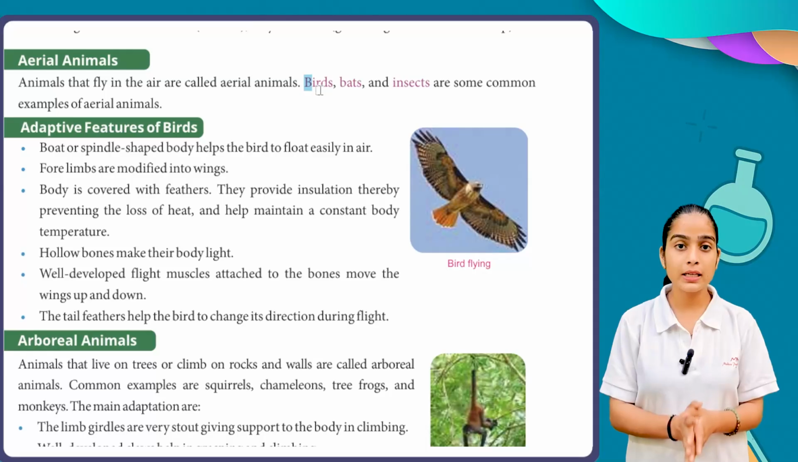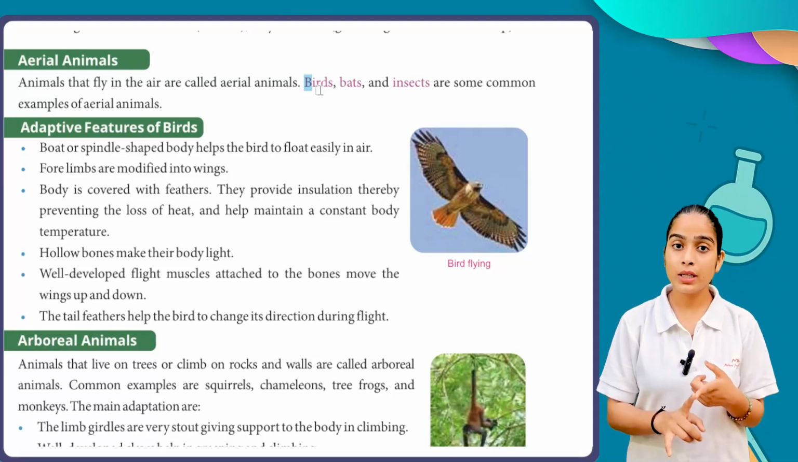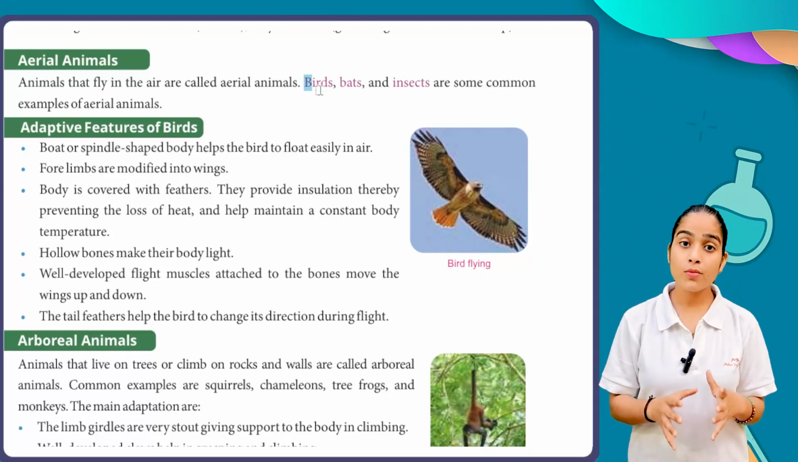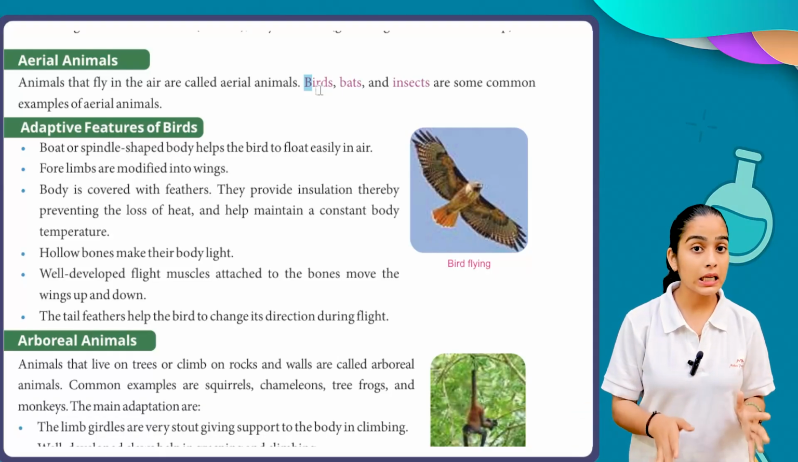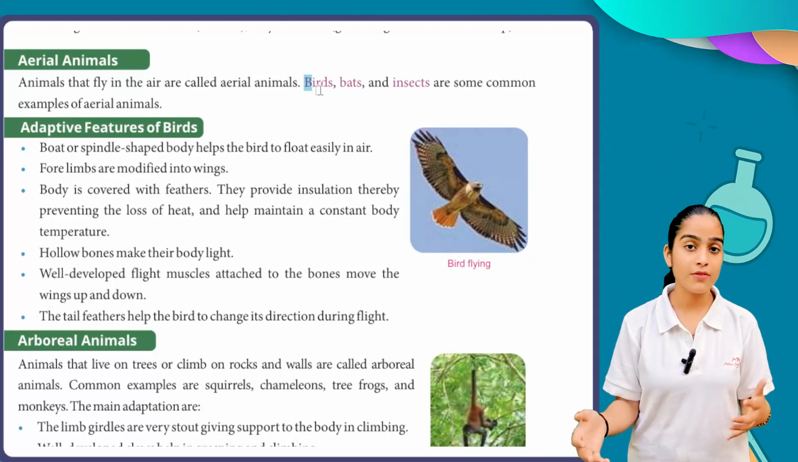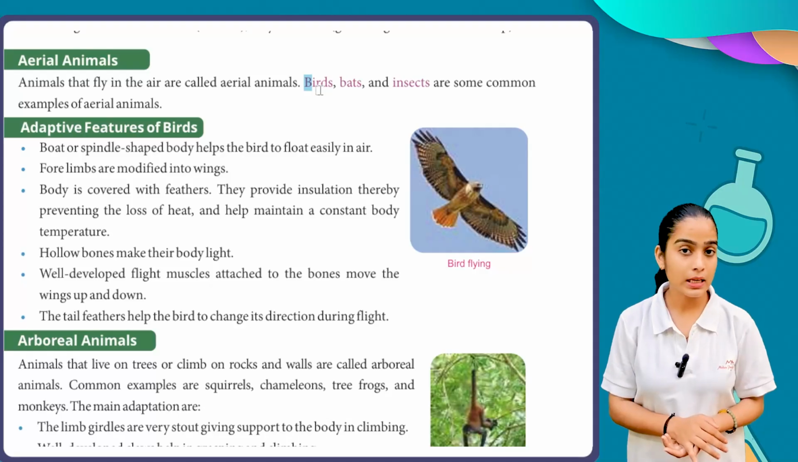So what we understand here is that birds are light in weight. They have feathers which manage their body temperature, and their bones are hollow, and that is why they are very light in weight, so they can easily fly in the air. One of the most important things is that with the help of their tail, they can change their direction in the air. They can move right, they can move left.